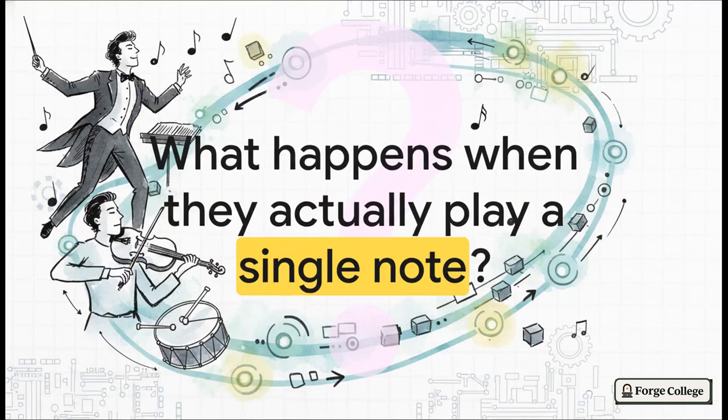But wait, this leaves us with one big question, doesn't it? We've met the whole orchestra, we get what everyone's job is, but what does it actually look like step by step when they play a single note? That's exactly what we're going to break down next time when we look at the transaction flow and processing model.